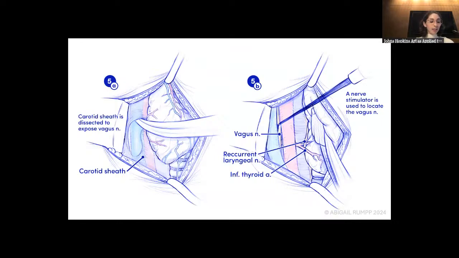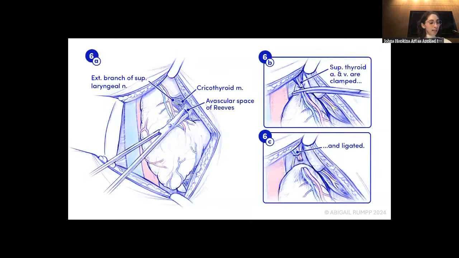The thyroid is then rotated medially in 5B to expose more of the surgical plane. The inferior thyroid artery is used as a landmark to identify the vagus nerve, which is confirmed via a nerve stimulator. In 6A, the thyroid is then retracted anteromedially to visualize the superior portion of the lobe, seen with the superior thyroid artery and vein.